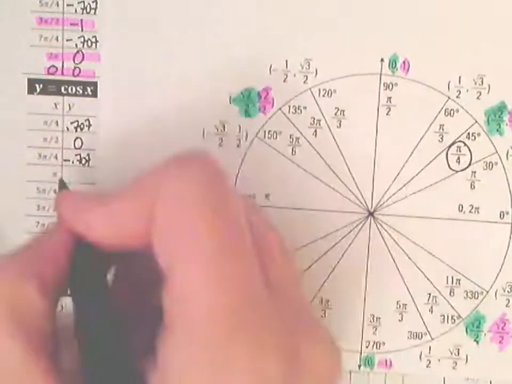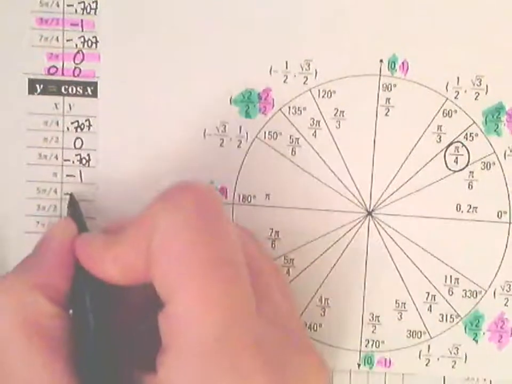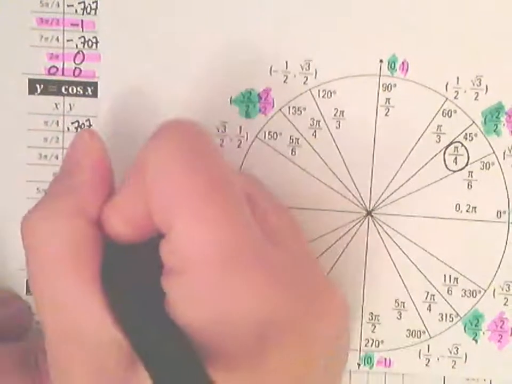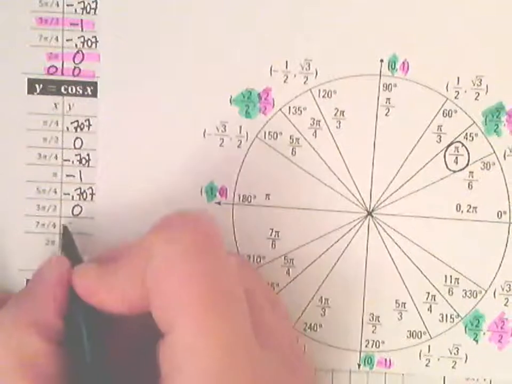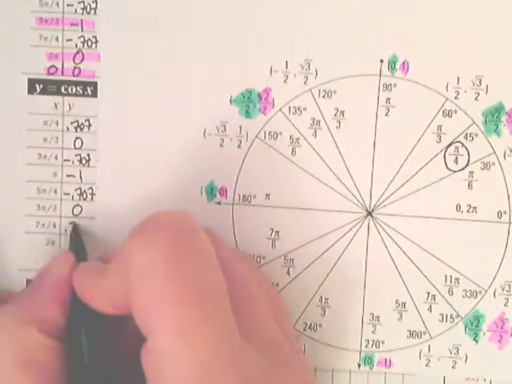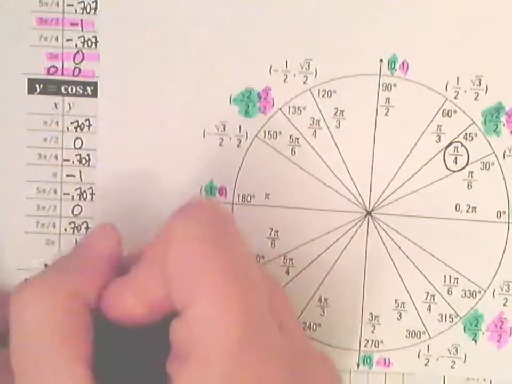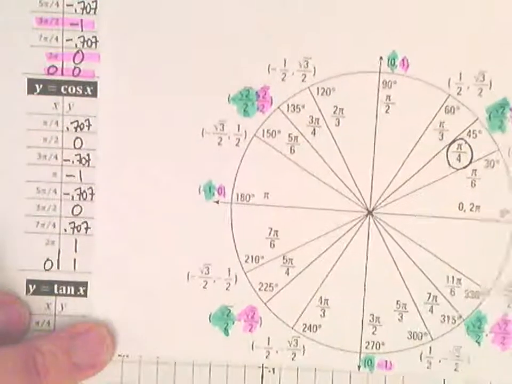So at pi was negative 1. At 5 pi over 4 was negative 0.707. At 3 pi over 2 is 0. At 7 pi over 4 is 0.707. And then at 2 pi, it's 1. And then, of course, at 0, it's also going to be 1.